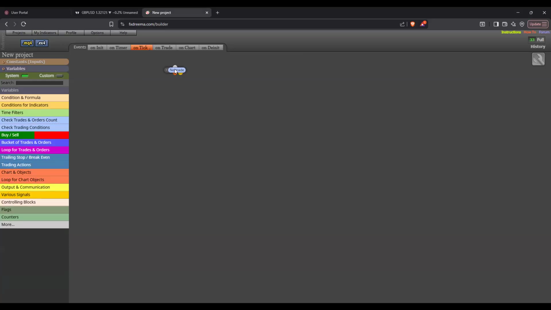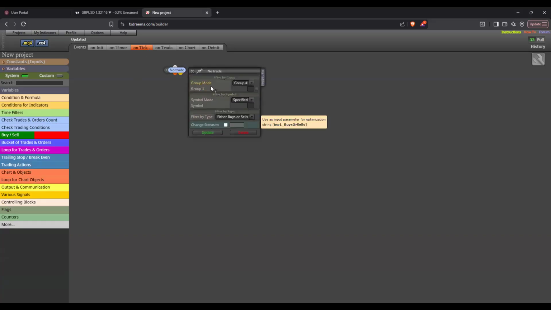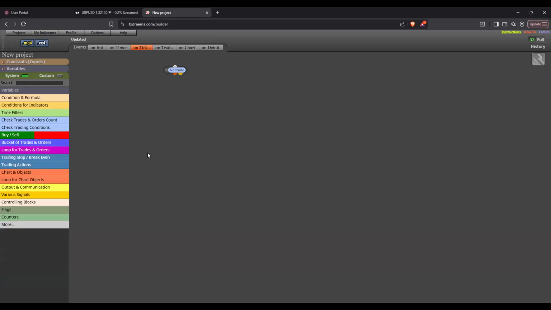What are we saying? Well, if I double click on this, it will open this dialog box. What I'm saying is if there are no trades, either buy or sell, right? It's already on that, so I'll just click update. What it means is if this condition is true, then it will look at the next part. So first of all, we want to make sure that there are no trades. If there are no trades, what do we want to do?